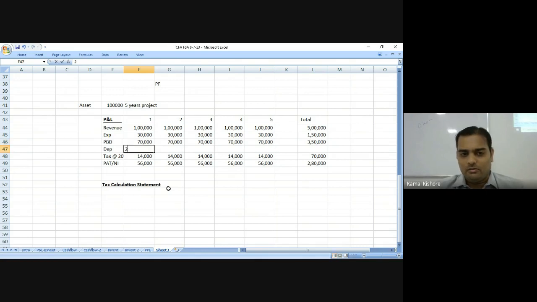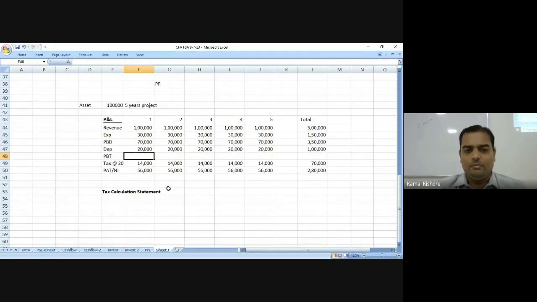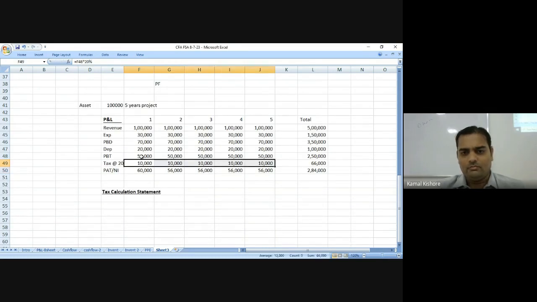Depreciation over 5 years. Okay, this is what? PBT, profit before tax, tax at 20%. So this is my PBT.